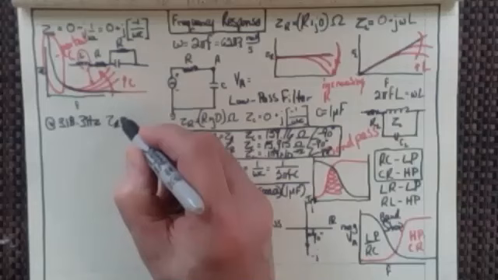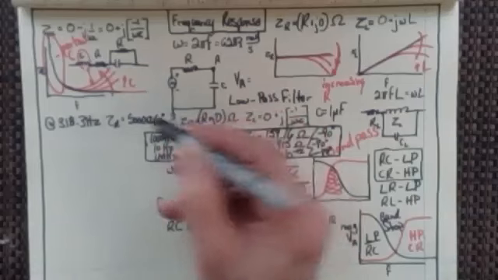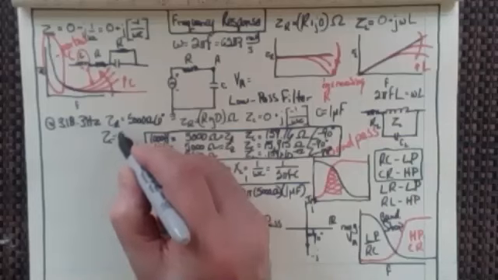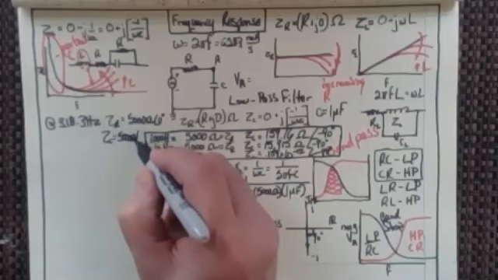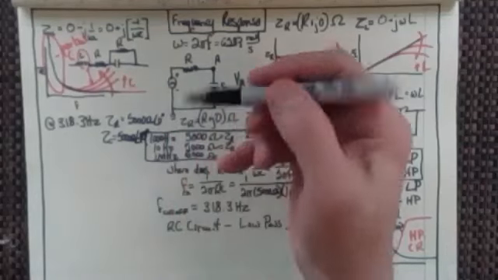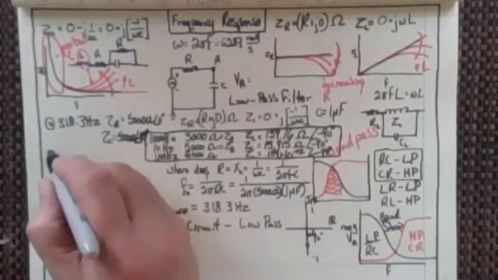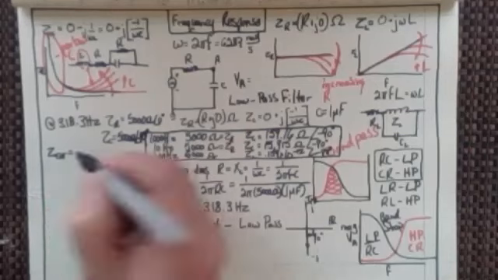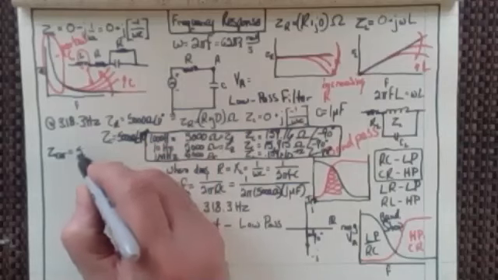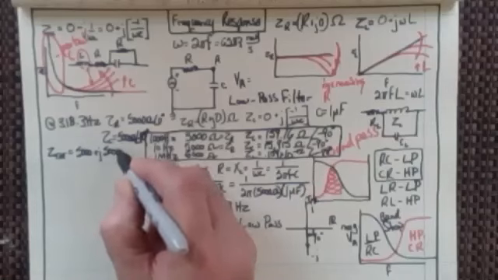So Z sub R equals 5,000 ohms at an angle of 0 degrees, and Z sub C equals 5,000 ohms at minus 90 degrees. That's supposed to be a minus 90. All right, so we've got two of these now. In fact, if I wanted to write out my total impedance for the circuit at 318.3 hertz, it would be 5,000 plus J 5,000.